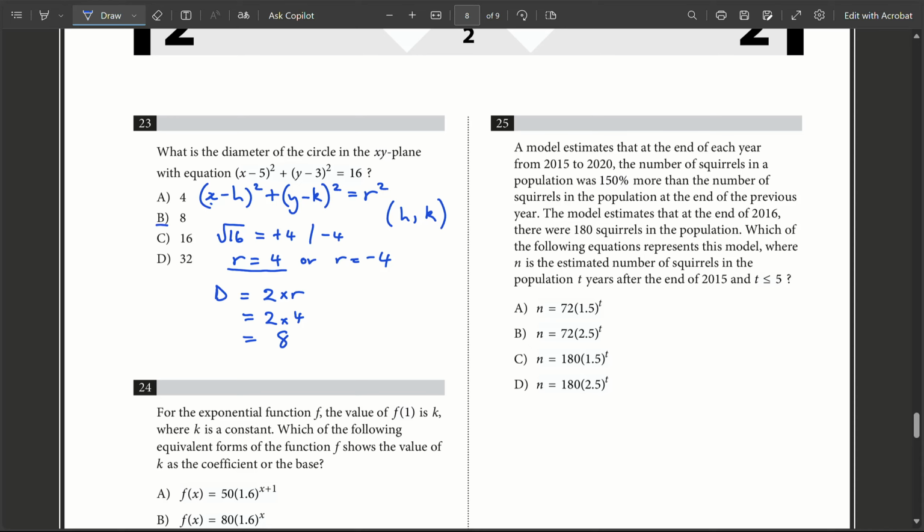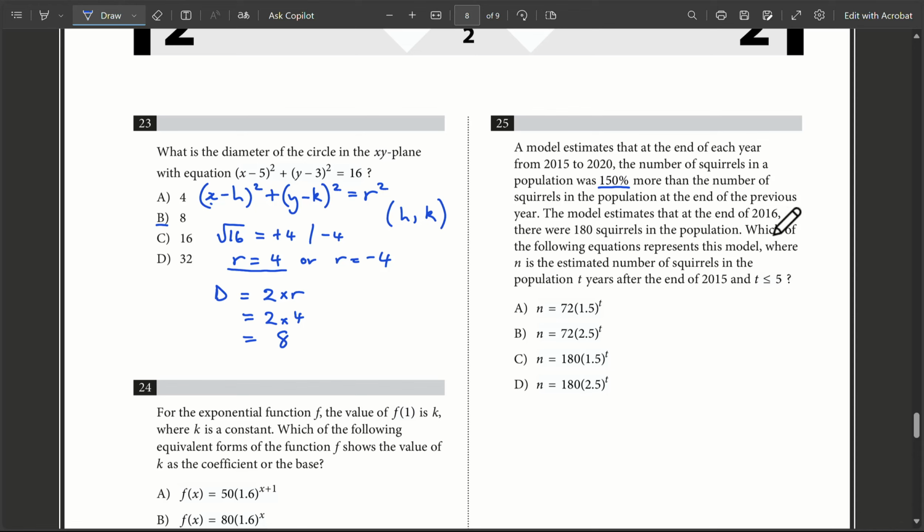Number 25. A model estimates that at the end of each year from 2015 to 2020, the number of squirrels in a population was 150% more than the number of squirrels in the population at the end of the previous year. The model estimates that at the end of 2016, there were 180 squirrels in the population.